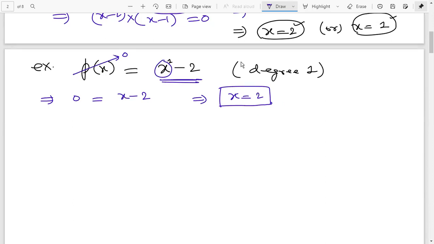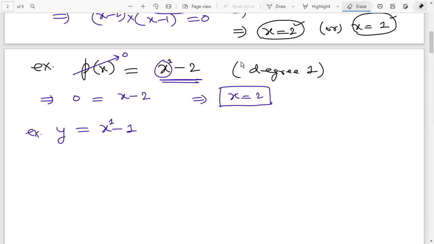Second most important point is we can assume p(x) as y, meaning the value of the polynomial. We can assume this as y, and we have the equation y equal to x minus 2. We have this equation of a straight line because the degree is 1. We know that this will be a straight line. So p(x) is the value of the polynomial, we can assume this as y. y is equal to x minus 2.